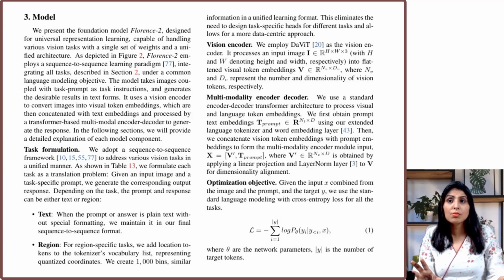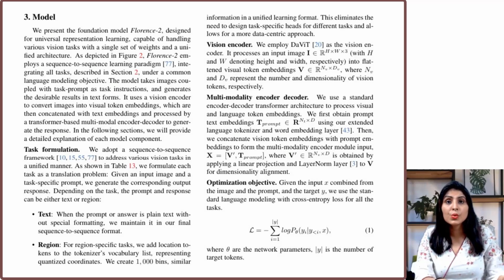Third, model. Florence-2 is a model designed for universal representation learning in computer vision. Now what is universal representation learning? It means training a single model that can understand different types of information without needing task specific adjustments or retraining. Okay, so Florence-2 is designed to handle multiple vision tasks using a single set of weights and a unified architecture. This means that instead of creating separate models for tasks like image classification, object detection or image captioning, Florence-2 can perform all these tasks with the same underlying model.